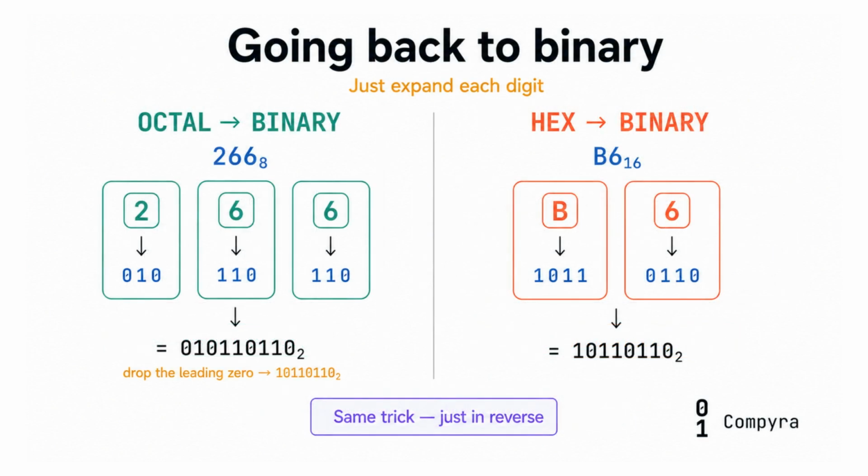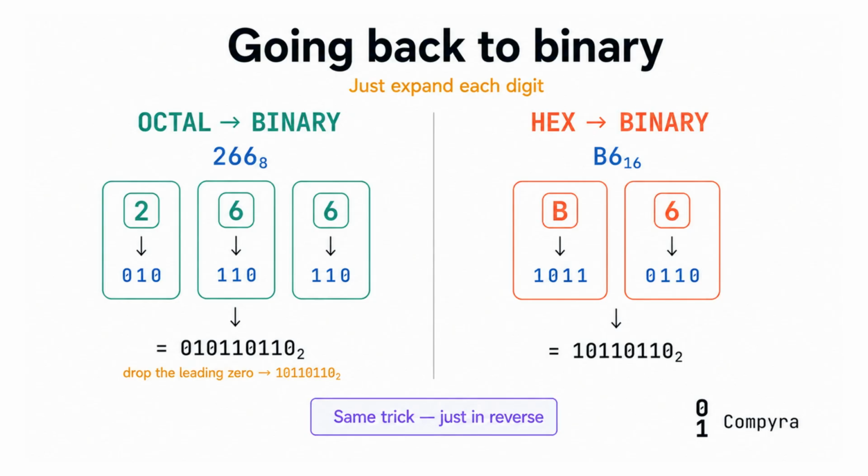Going the other way is just as easy. To convert octal back to binary, take each octal digit and expand it into exactly 3 bits. So 266 becomes 010, 110, 110. Glue them together, and you've got the binary back. The leading 0 on the left is just padding from earlier.